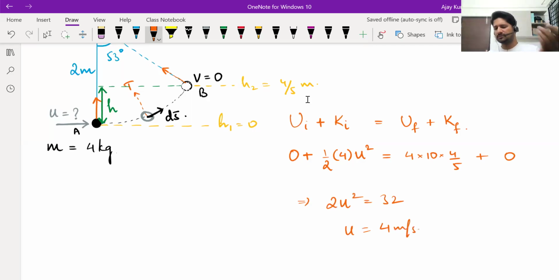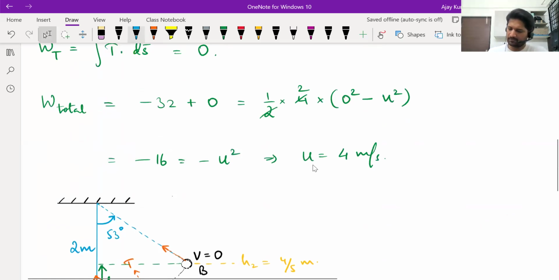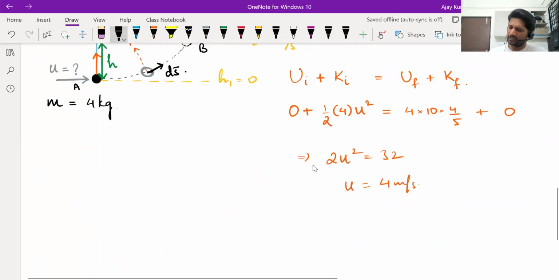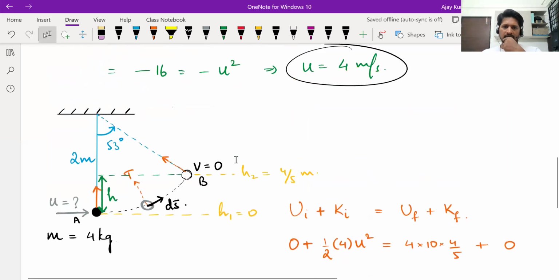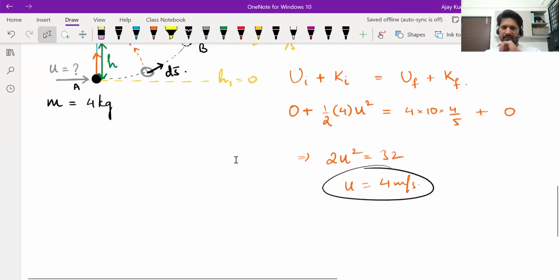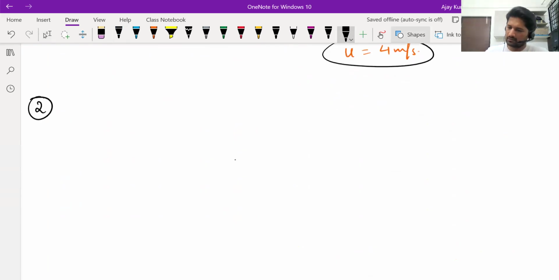So irrespective of which method you use, if the method is valid, you will get the same answer. We used the work kinetic energy theorem, we got 4 meters per second. We used mechanical energy conservation also, we get 4 meters per second. Okay, let's try another question. One last question of this kind, string bob.